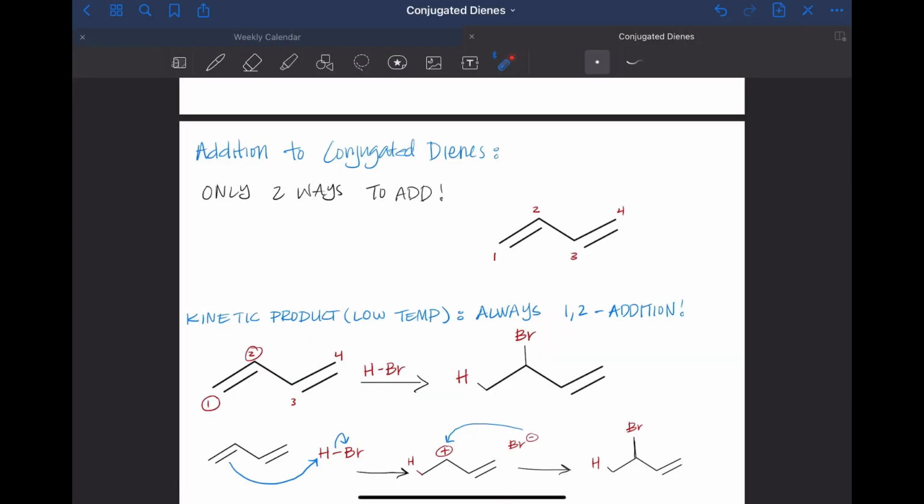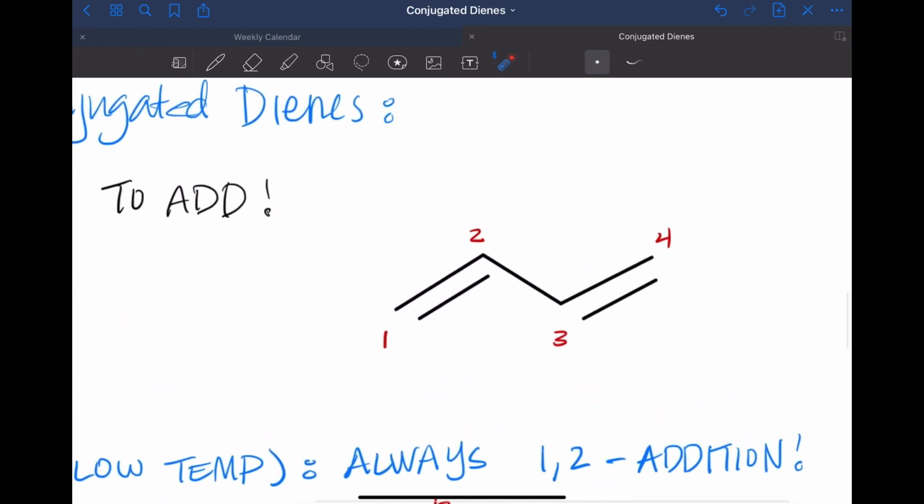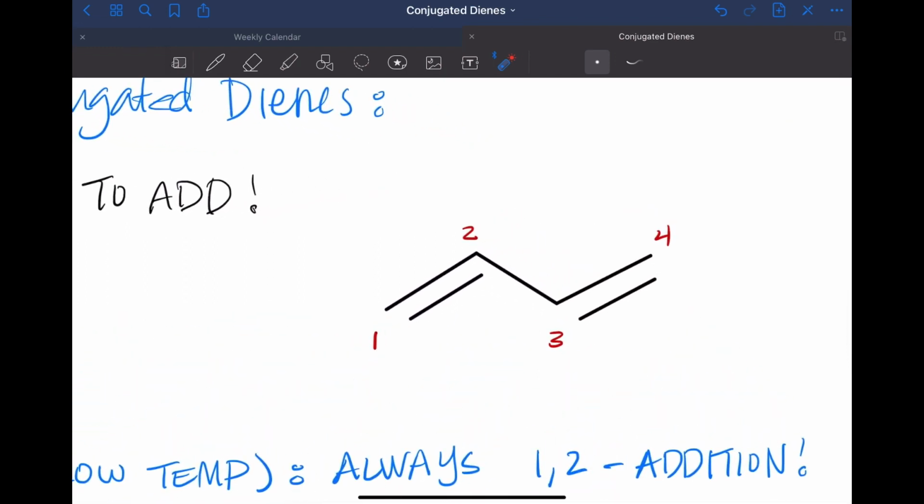All right, guys, on to the last part of this lesson, addition to conjugated dienes. As I said before, there are only two ways to add to a conjugated diene, and that is either at the 1 and 2 position or the 1 and 4 position. So this molecule we're looking at right here is a 1,3-butadiene. And what does that mean?